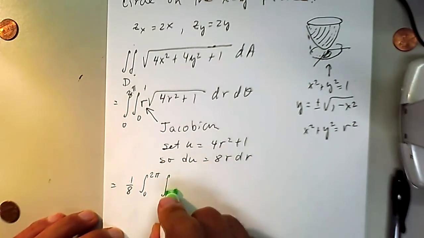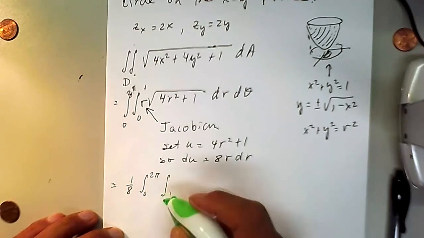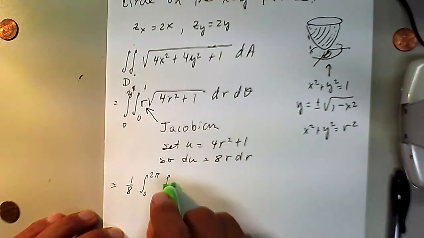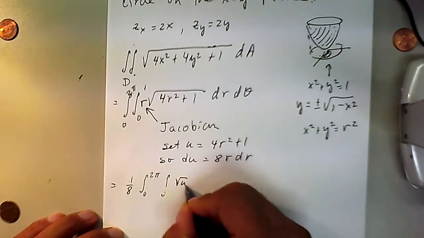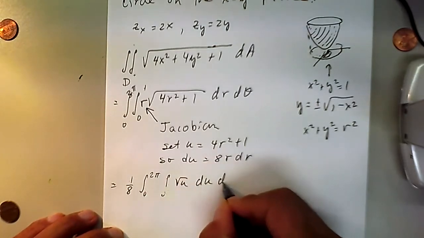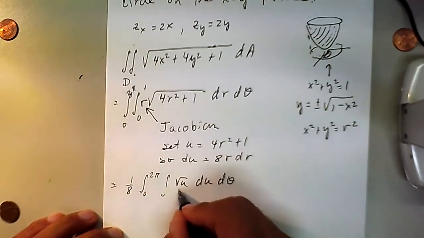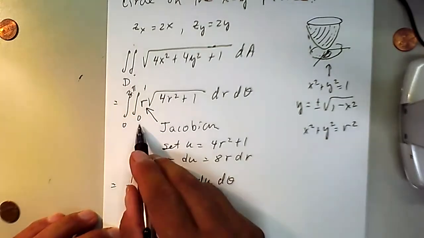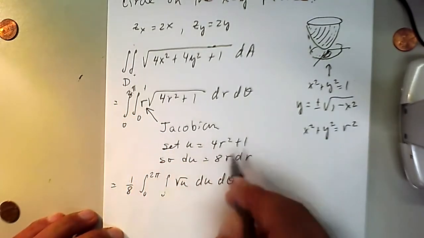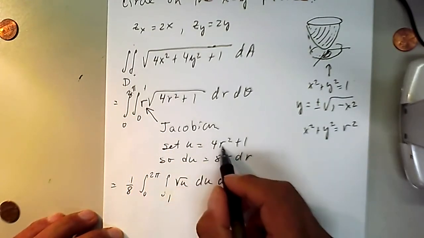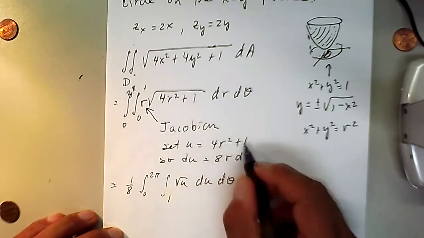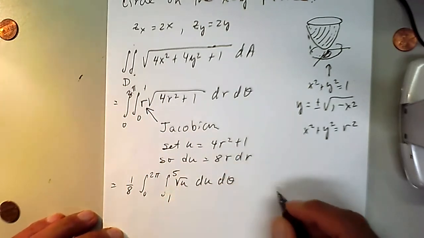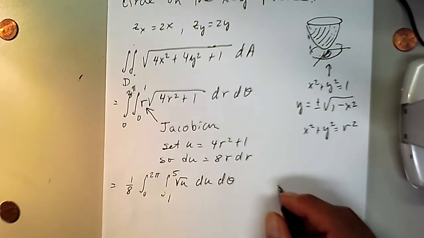So not from 0 to 1 on the u. So we have the square root of u du d theta. But u, when r is 0, will be 1. So we go from 1. And when r is 1, then u is 5.